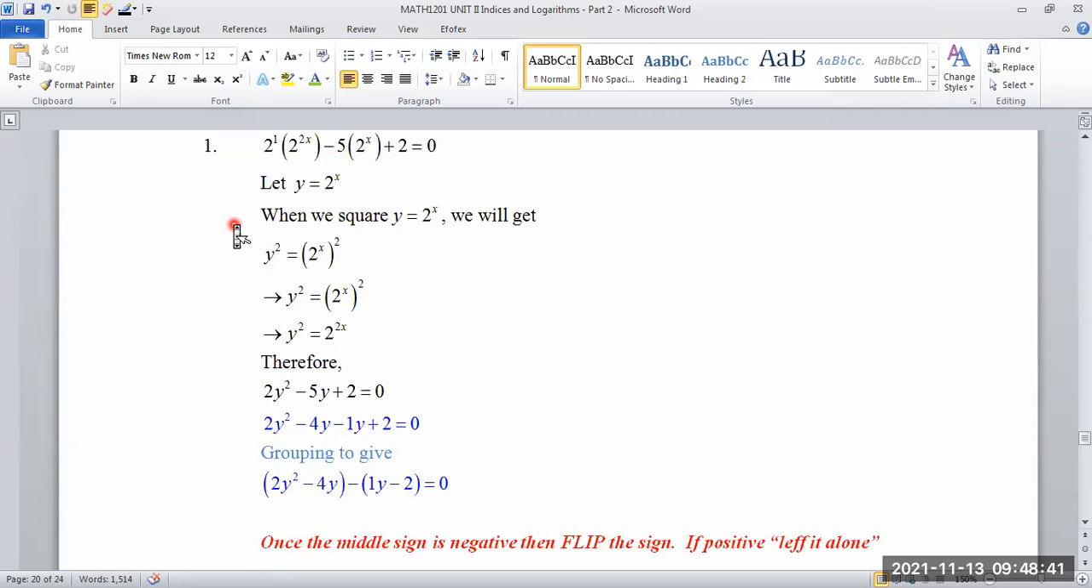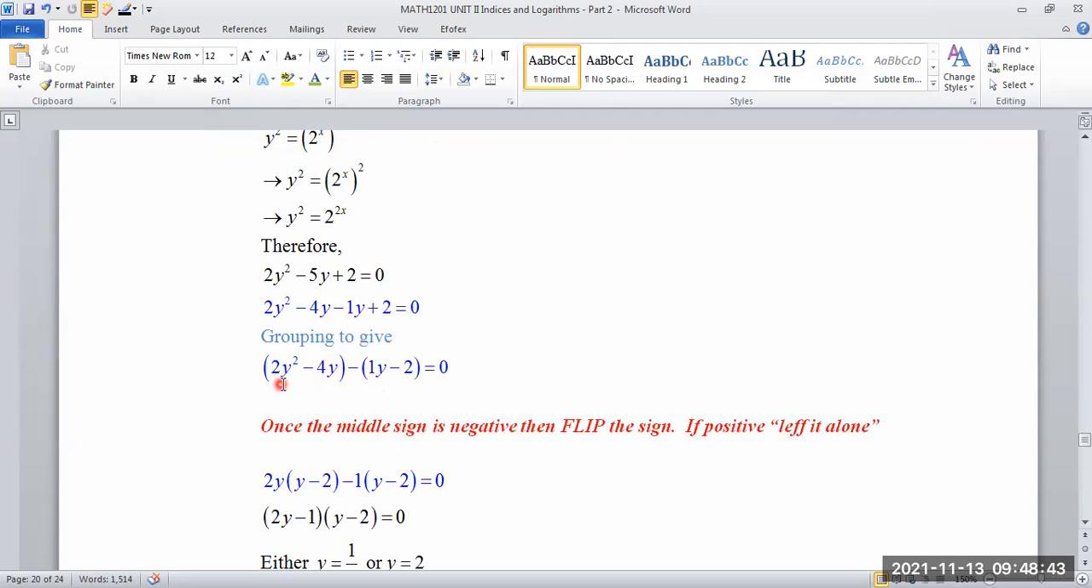And then when I factorize by grouping, I'm going to get the first 2 in a bracket, the second 2 in a bracket, leaving out the middle sign. When the middle sign is left out, we can flip the last sign. See, this was plus 2 up here, so it becomes negative 2.